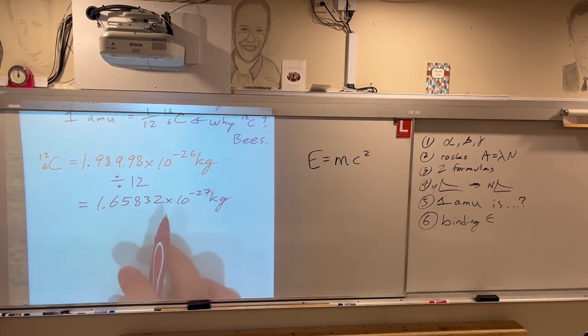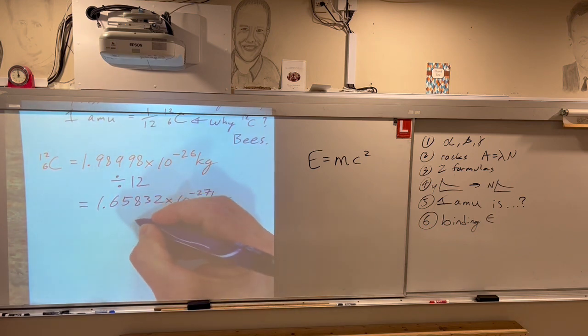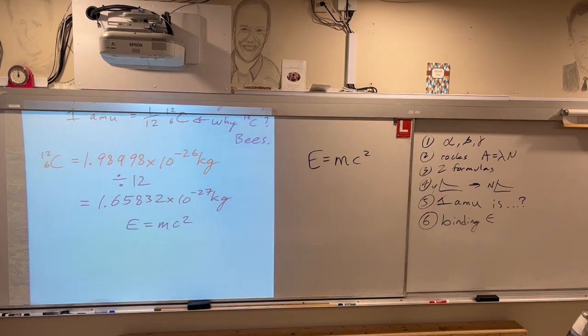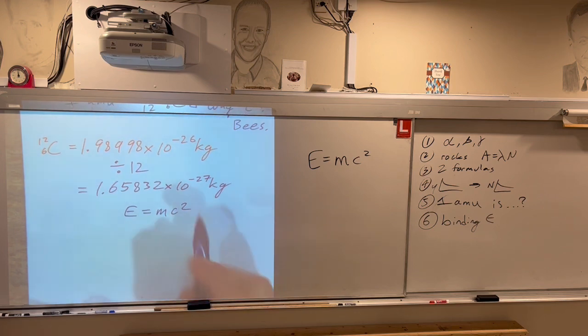So this is the mass in kilograms of one atomic mass unit. We do that because we want to find the E from E equals mc squared, and in physics the m is in kilograms. So now we want to take this mass and multiply it by the square of the speed of light.